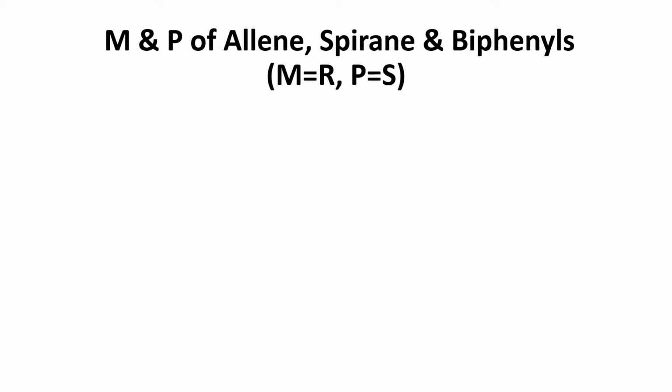See, this is M and P of allenes, spiranes and biphenyls. Whether you know or not, I don't know about that, but I'll tell you, M means minus and P means plus. M, minus, means anti-clockwise, and P, plus, means clockwise direction. Anti-clockwise direction, that is minus, is equal to R, and plus, P clockwise direction, is equal to S. I'll show you how to find out.